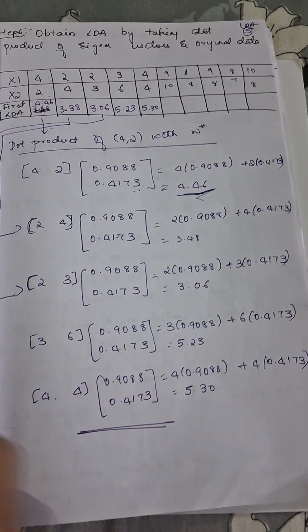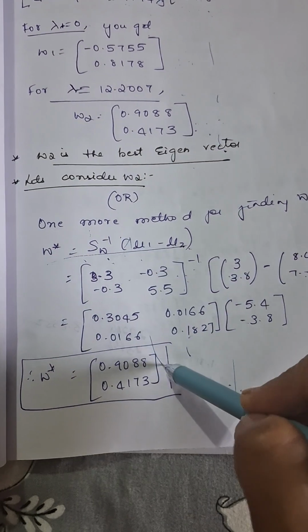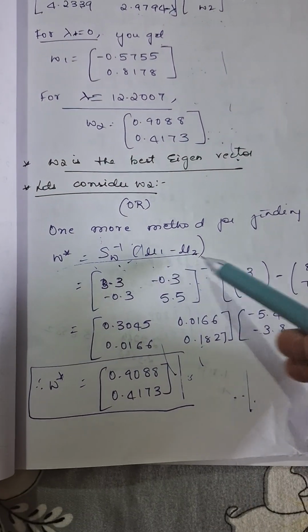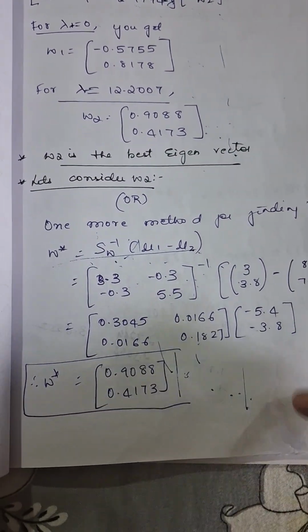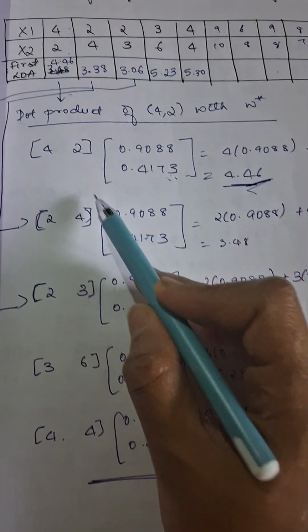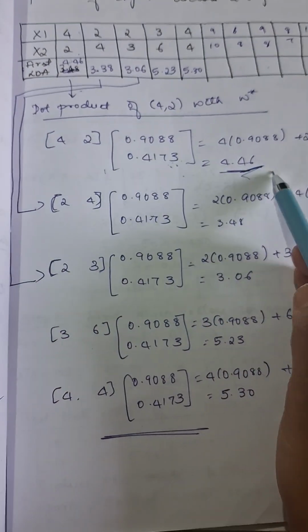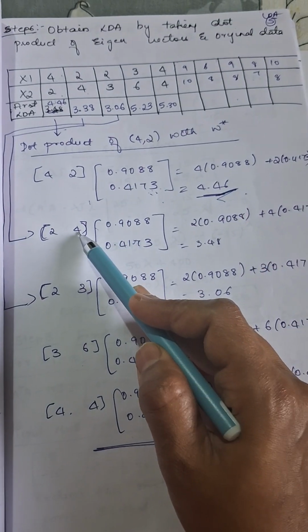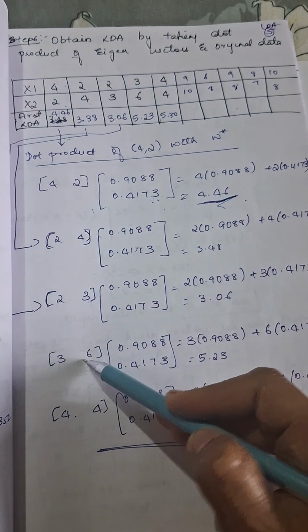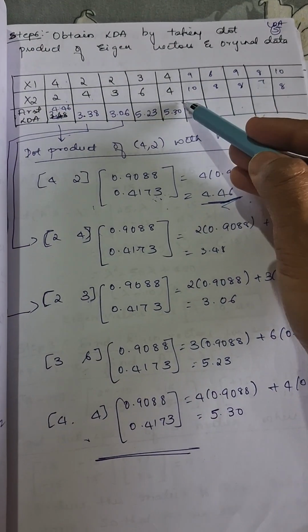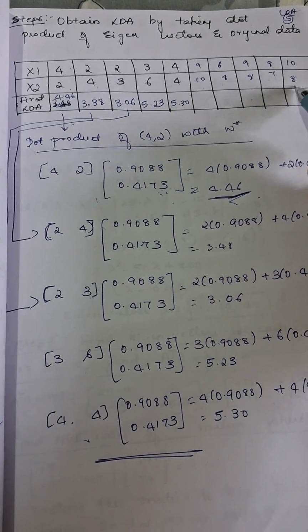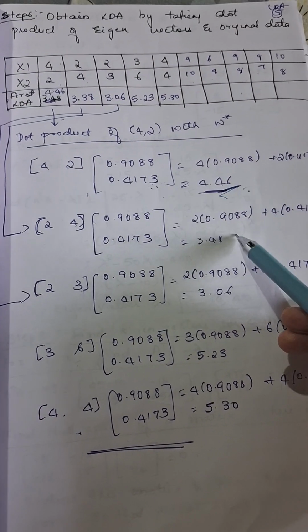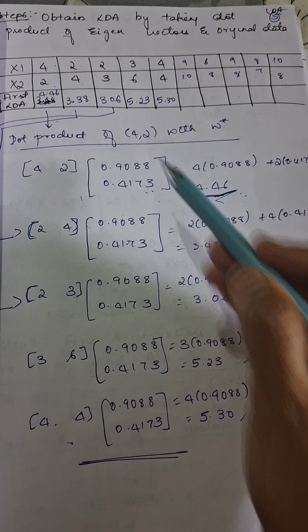A very easy way of calculating the eigenvector, I told you this: within class matrix inverse into mu1 minus mu2 will give your eigenvector. So take this directly. Multiply each data point with the eigenvector, you will get the LDA. Similarly repeat for the second data point, the third, the fourth, the fifth. Like that you continue for class 2 also. So these are all the LDAs which I have written here.